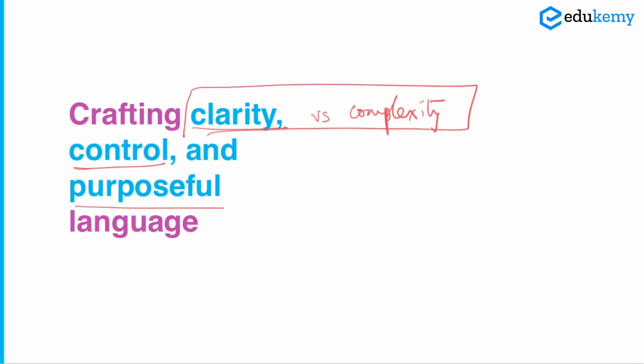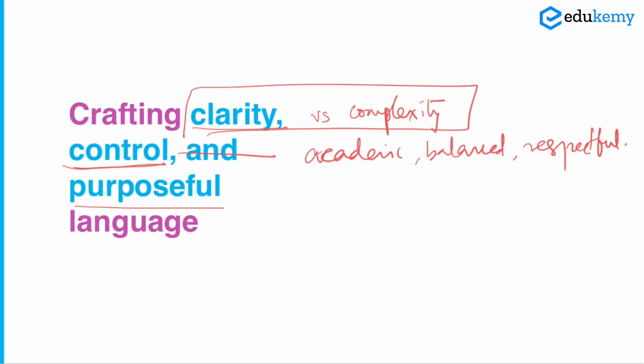The second thing is having control. What does control mean? Control means that you have an academic, balanced, and respectful tone. Don't use preachy, casual, or sarcastic language, right? So having a balance of language.